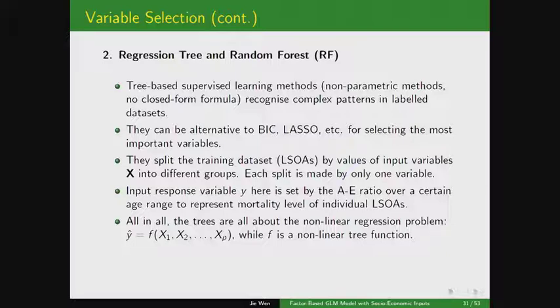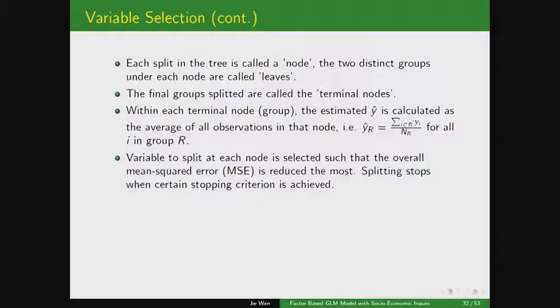Over each regression tree, each split driven by a specific variable is called a node, and the two distinct groups under each node are called leaves. The final groups split are called terminal nodes. Each final group will have a selection of observations, which are LSOAs. Within each final group, the estimated y hat is calculated as the average over all observations classified into that group, which is quite simple.